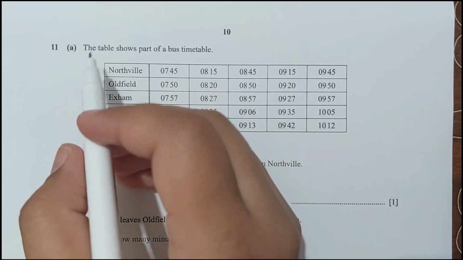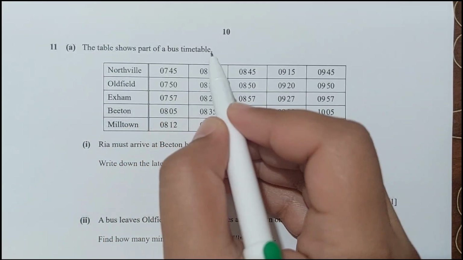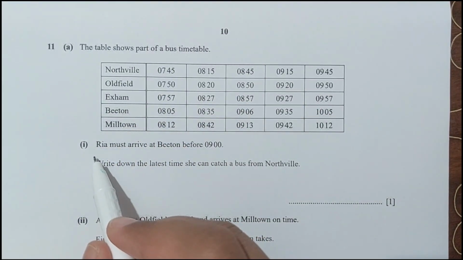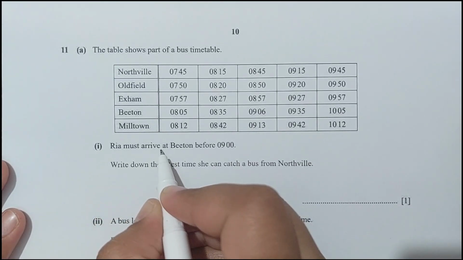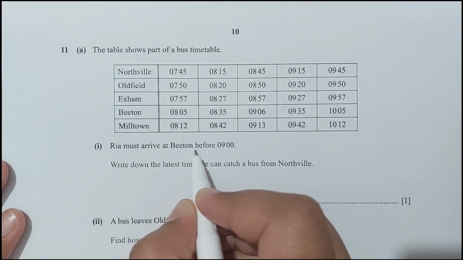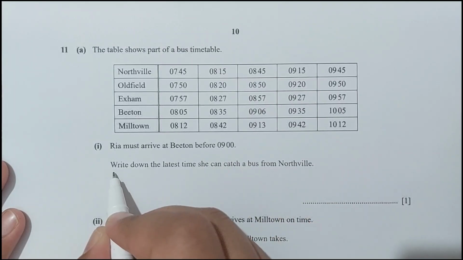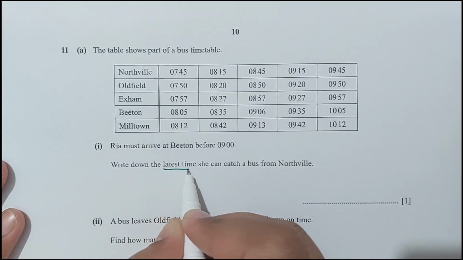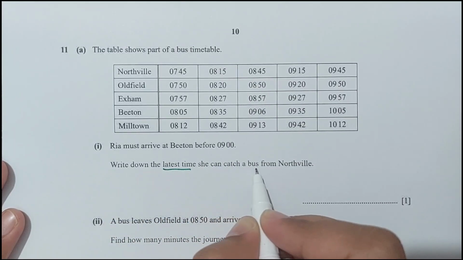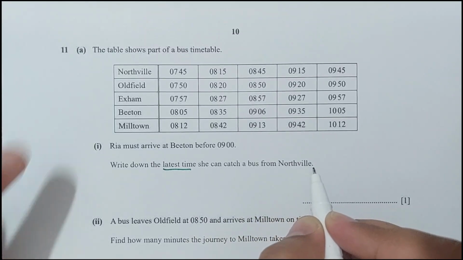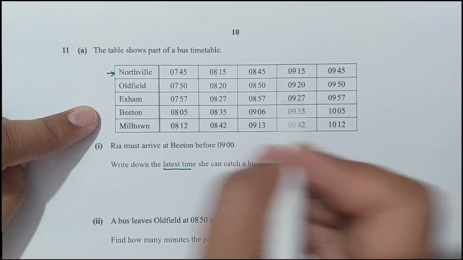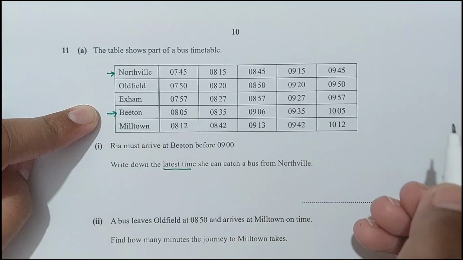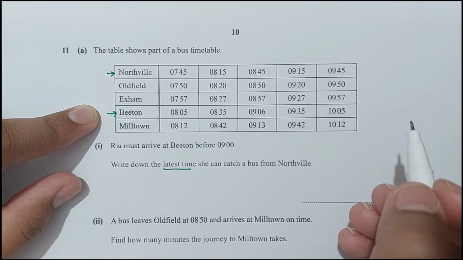Question number 11, part A. The table shows the part of a bus timetable. Part A. Ria must arrive at Beaton before 9. Write down the latest time she can catch a bus from North Valley. Okay, this is North Valley to B Town.